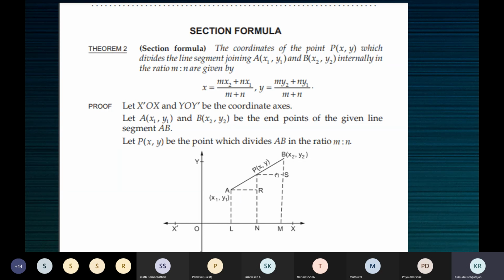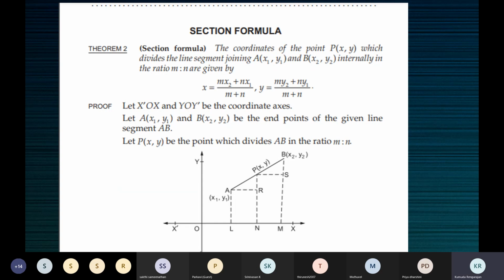To derive the distance formula, we used Pythagoras theorem. To derive the section formula, we use the concept of similar triangles. We show that these two triangles are similar. In similar triangles, corresponding sides are proportional. Proportional meaning ratio.